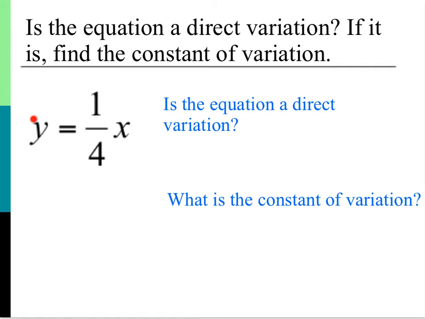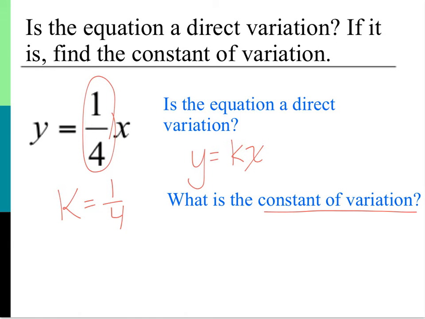Looking at this equation, is this a direct variation? It is, because it flows in the pattern y equals kx. In this case, our k, our constant of variation, will be 1/4. It's the number in front of the x.